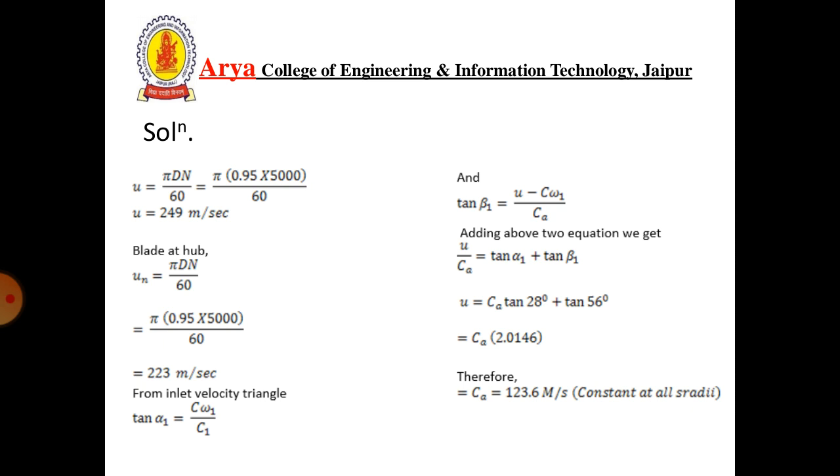From the inlet velocity triangle, tan alpha 1 equals Cw1 upon Ca, and tan beta 1 equals (U minus Cw1) upon Ca. By adding the above equations, we get U upon Ca equals tan alpha 1 plus tan beta 1, so U equals Ca into (tan alpha 1 plus tan beta 1). Putting the values of alpha 1 and beta 1, we have U equals Ca into 2.0146. Therefore Ca is equal to 123.6 meter per second, constant at all the radii.